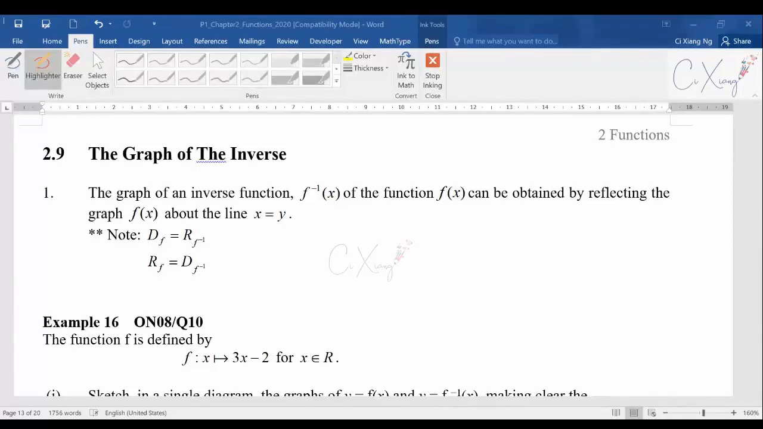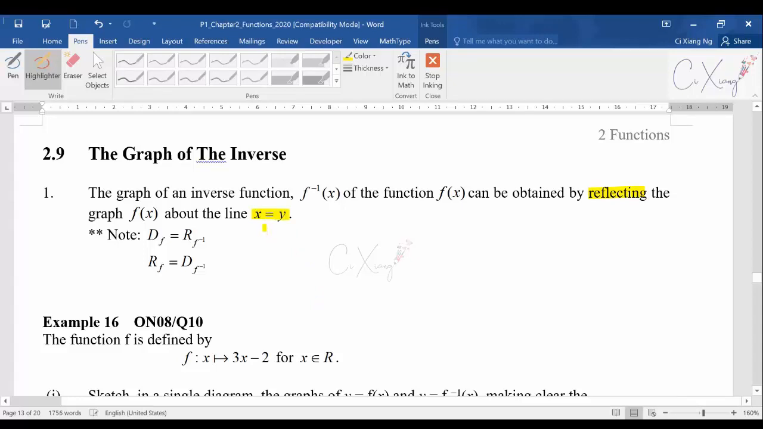Alright, so in this video we are going to cover the very last part of chapter 2 already. We are going to talk about the graph of the inverse function. Generally there's only one simple concept that you need to learn about the graph of the inverse function, which is that when you want to draw f and f inverse, you will realize that they are reflecting each other at the line x equals y, or y equals x. So this is a concept that you need to have.